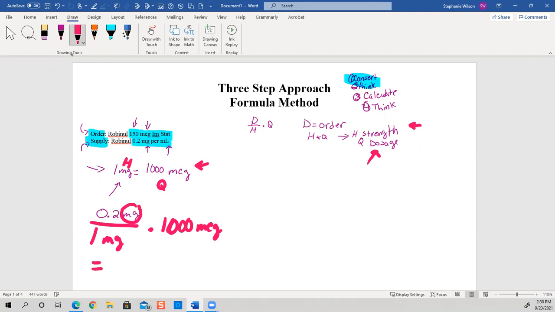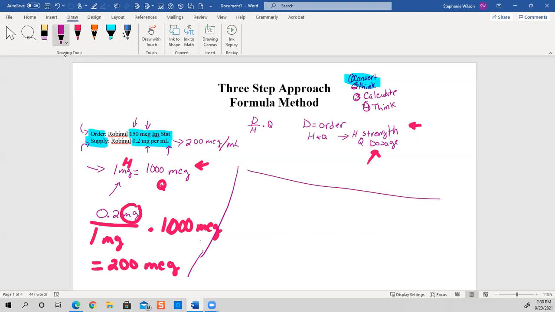And what do I have? Well, 0.2 times 1,000. There's 3 zeros. It means I'm going to move the decimal over 3 places to the right. It gives me 200 micrograms. Okay, good deal. So now what I'm going to do is make a little side note here and rewrite it. I got 200 micrograms per milliliter. So if you need to, it's a little messy, kind of section this off a little bit.